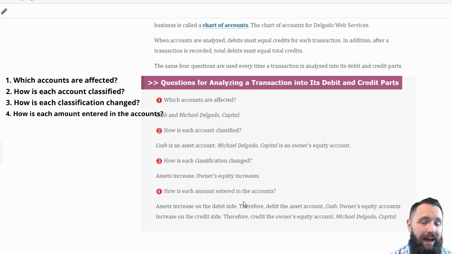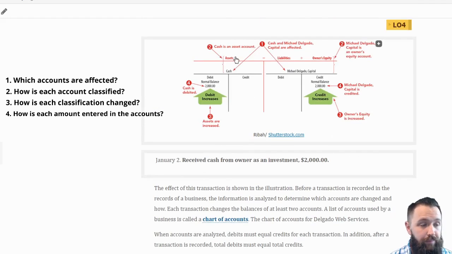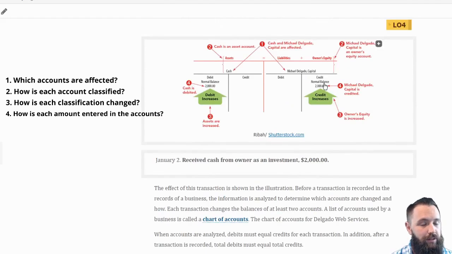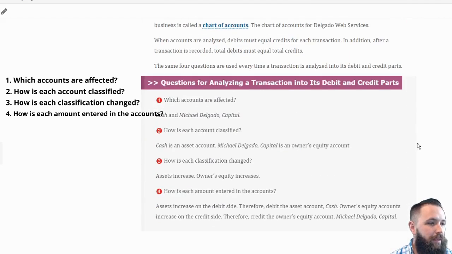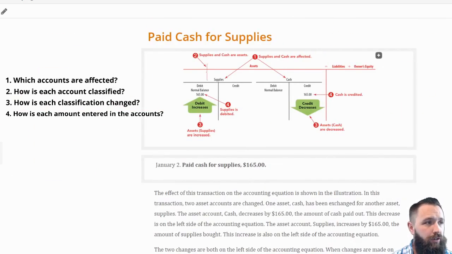And then the last one, how do we actually increase or decrease those accounts? Because assets are on the left-hand side, cash increases on the debit side, the left side. Michael Delgado's capital needs to increase as well because it's on the right side of the accounting equation. It increases on the credit side, the right side. So there we go. That's our first transaction, and we have 5 of them. We're going to ask those questions for each one.